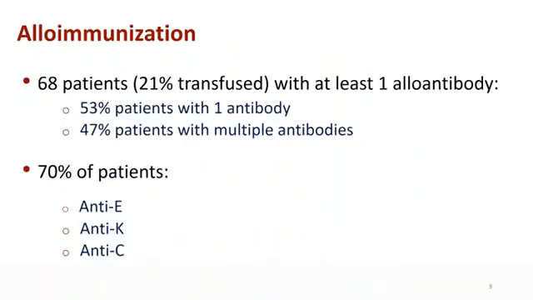When you look at more detail in this population, you would see that 47% of the immunized population had multiple alloantibodies, and that of this group, 70% of the antibodies detected were Big E, K, and C.